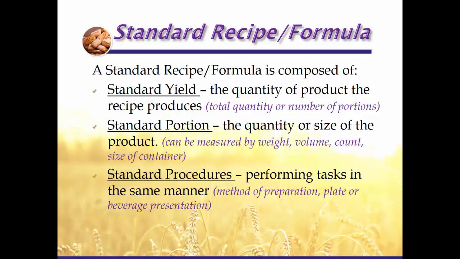The standard yield is the quantity of the product the recipe produces. This is the amount for the total recipe. The standard portion is the quantity or size of the product. It can be measured by weight, volume, size, count, size of container. How can an employee do this?